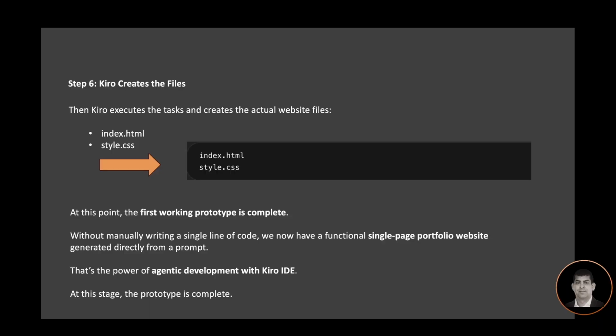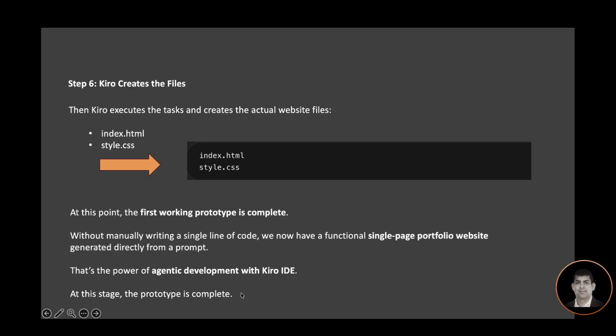Kiro executes the task and creates the actual website files. In this example, there are two files, index.html and style.css. At this point, the first working prototype is complete. Without manually writing a single line of code, we now have a functional single-page portfolio website generated directly from a prompt. This is the power of agentic development with Kiro IDE.